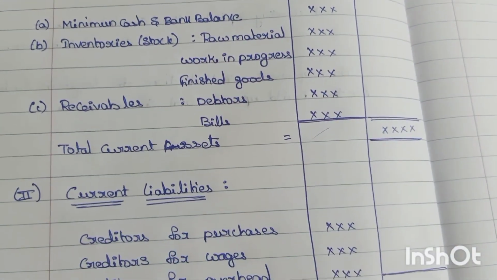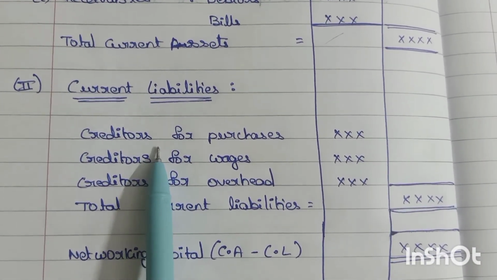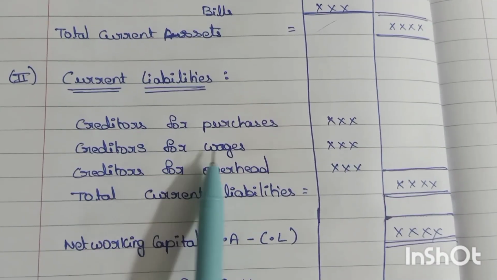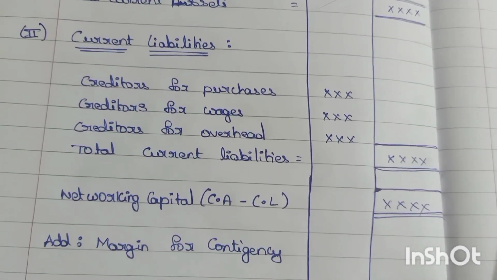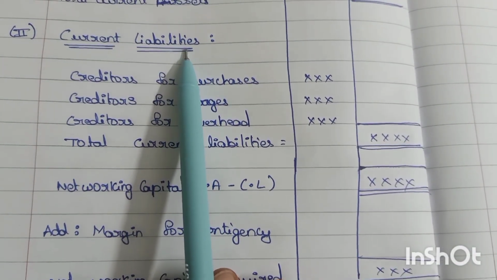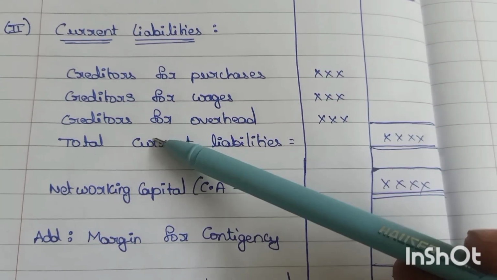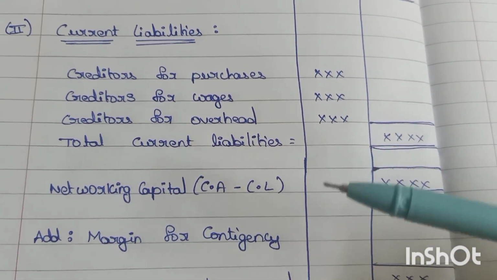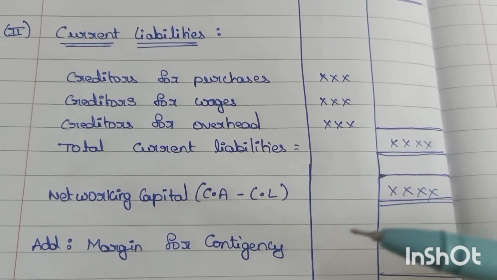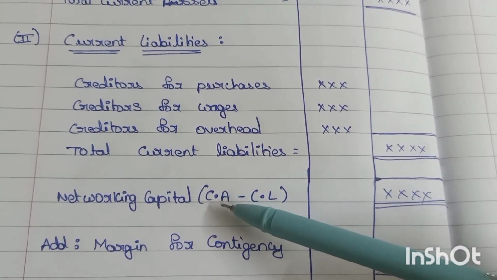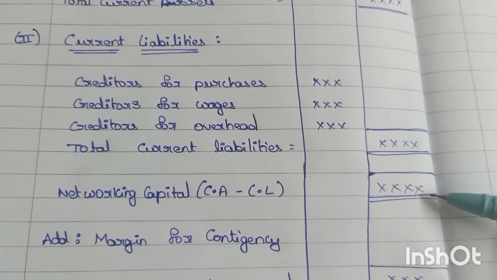Next one is current liabilities. In the current liabilities, we have to calculate the creditors for purchases, creditors for wages, creditors for overheads. Whatever the liabilities are, we have to calculate them in the current liabilities. After calculating, we have to add all these current liabilities to get total current liabilities. So we have to calculate the net working capital. For calculating the net working capital, the formula is current assets, CA meaning current assets, minus current liabilities. Then we will get the value of the net working capital.